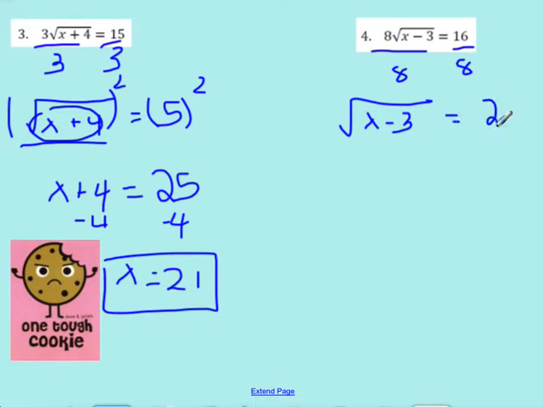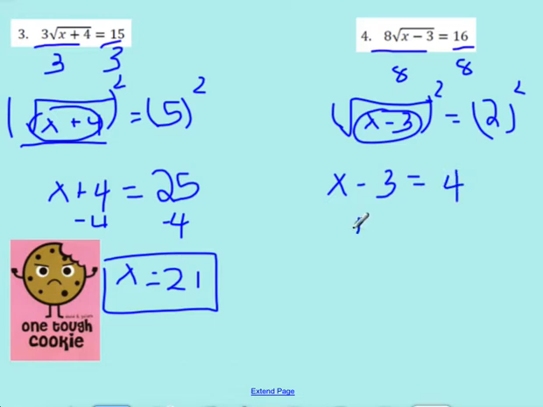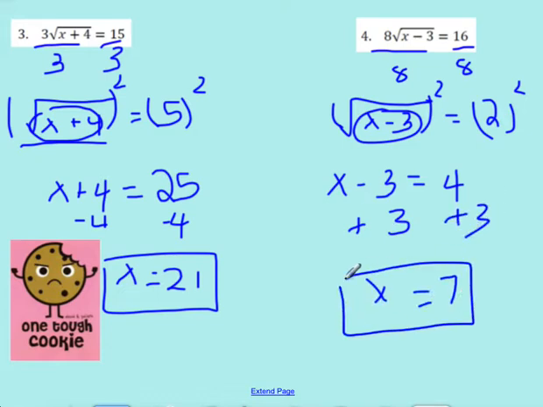So now, since that radical is all by itself, I can go ahead and square both sides. When I take the square of a square root, I'm just left with what's underneath, which is x minus 3. Then I'm going to take 2 and square it, and I get 4. So then I want to just solve this like a normal equation. I'm going to add 3 to both sides, and I end up getting that x is equal to 7 for number 4.